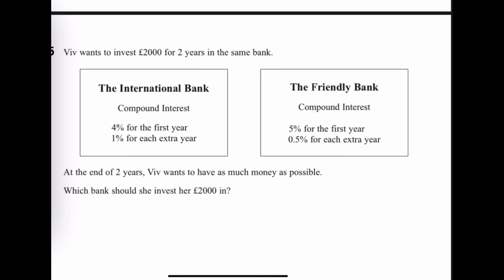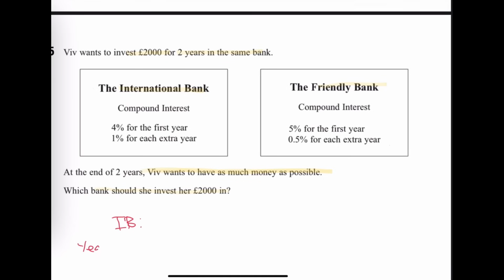Question 5. Viv wants to invest £2,000 for 2 years in the same bank. At the end of the 2 years, Viv wants to have as much money as possible. Which bank should she invest her £2,000 in? So we have the International Bank and we have the Friendly Bank, and both of them use compound interest. So we'll do International Bank, we'll do this in red.